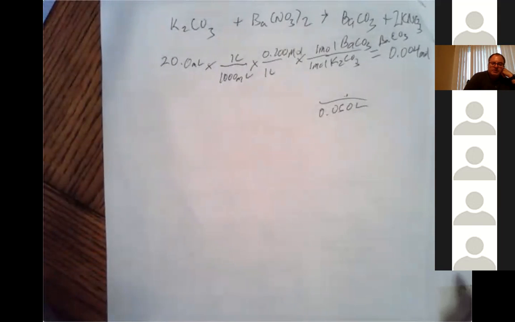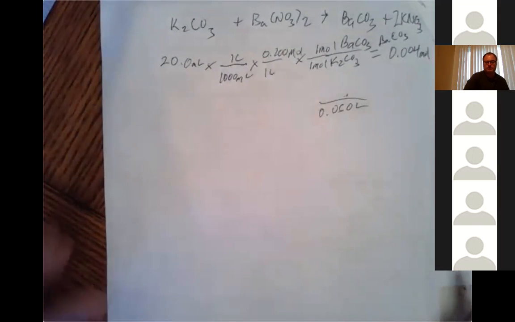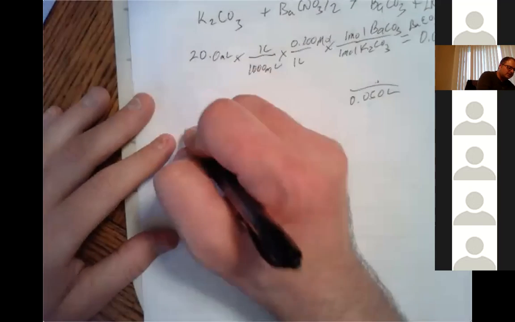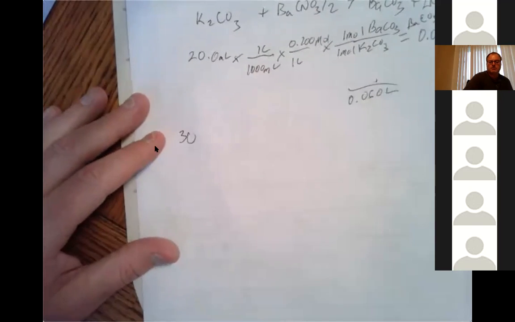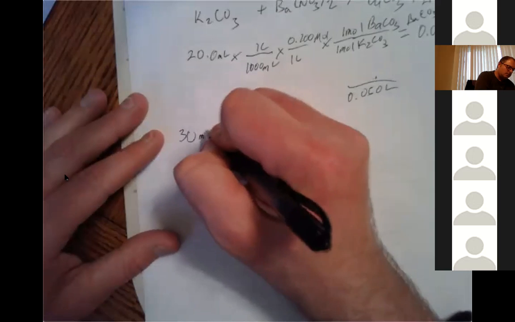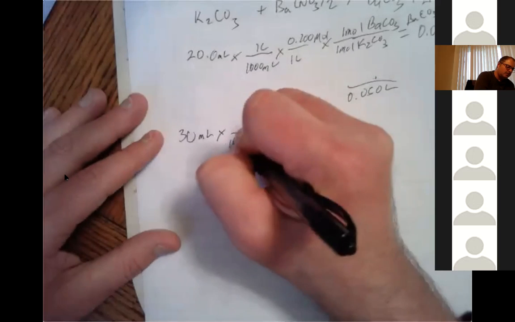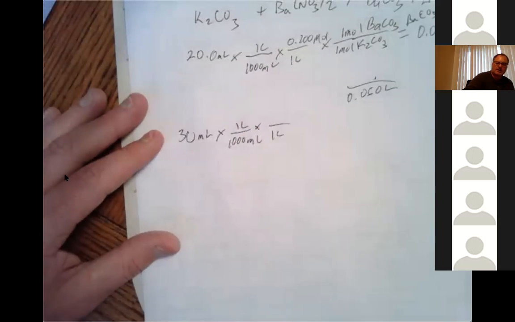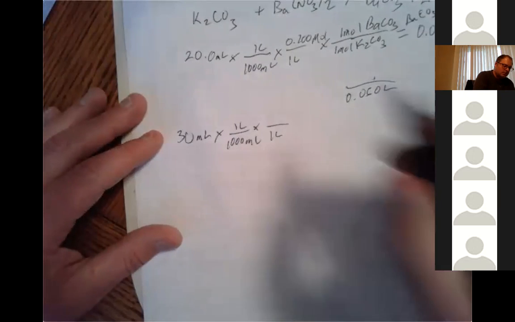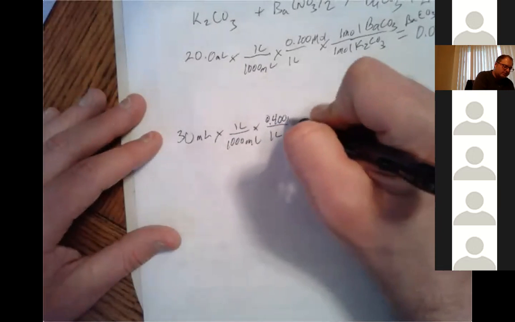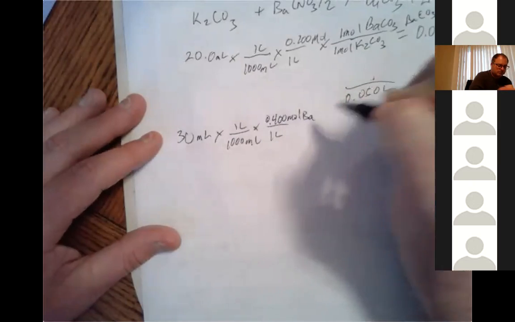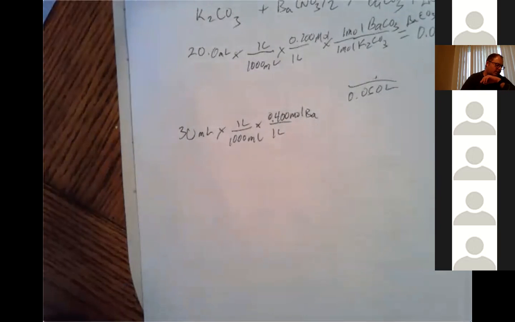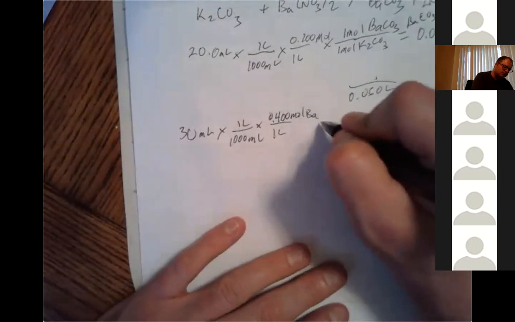So we have 30 milliliters of 0.4 molar. 1,000 milliliters is 1 liter. Every 1 liter has 0.400 moles of barium. Thirty divided by 1,000 times 0.4. The answer is 0.012.